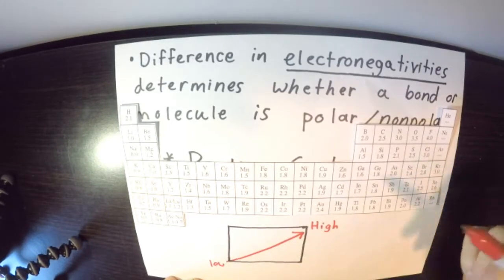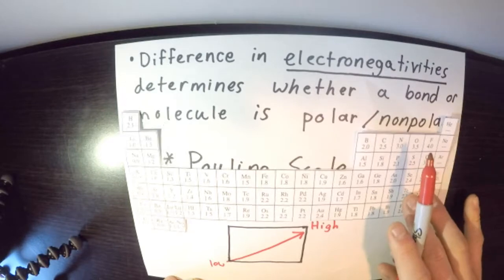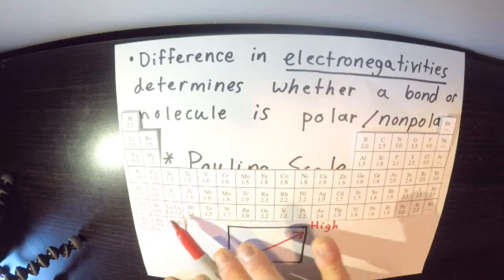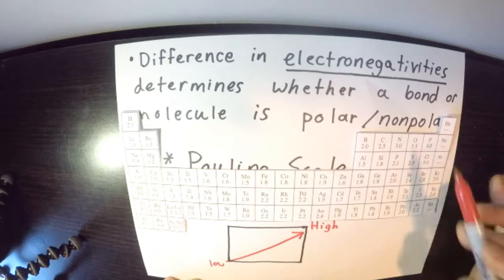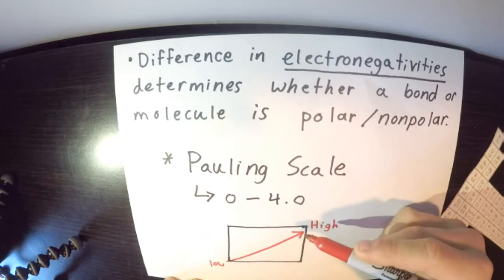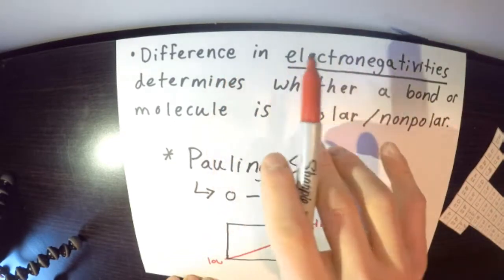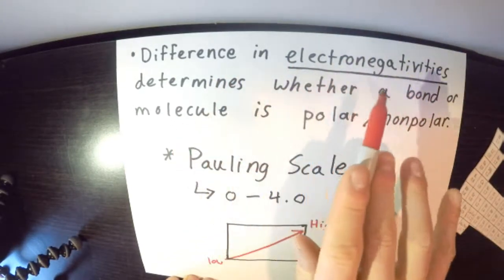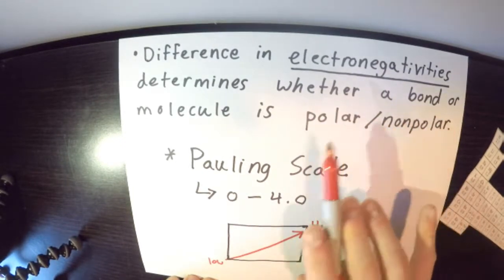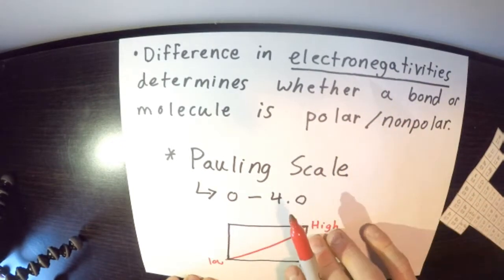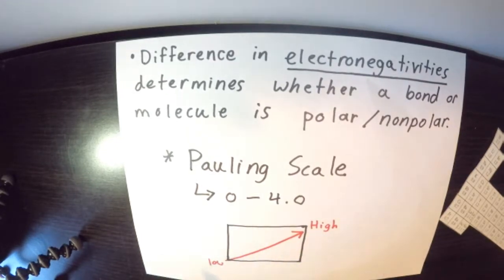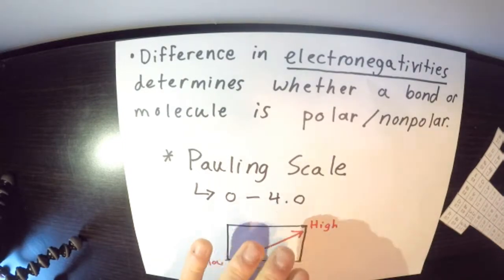So just know that these values are going to be given to you, so you don't need to memorize them, but it is good to know that as you go from here in this direction up to the top right, the electronegativities are increasing. So just keep this Pauling scale in mind, and just know that the difference in electronegativities determines whether a bond or molecule is polar or non-polar. Alright, so we've touched on all the groundwork, all the basics that we need to know so that we can determine polarity, but I think it's about time to get into an example or two.